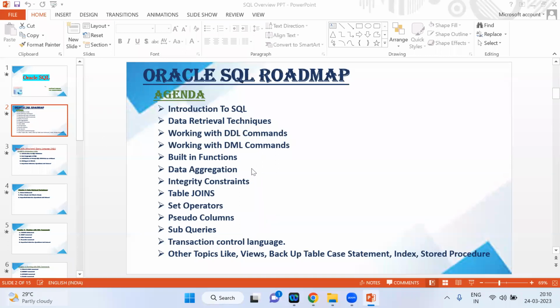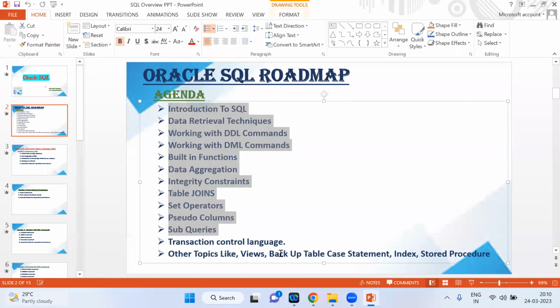These are the topics we are going to cover as part of your skill. Introduction to SQL first chapter. Then data retrieval techniques, working with DDL command, working with DML command, built-in functions, data aggregation, integrity constraint, table joins, set operators, pseudo columns, subqueries, transaction control language, and then other topics like views, like operator, backup table, case statement, index, stored procedure. All these things we'll learn.